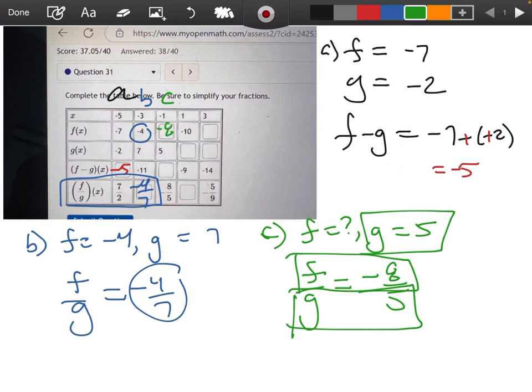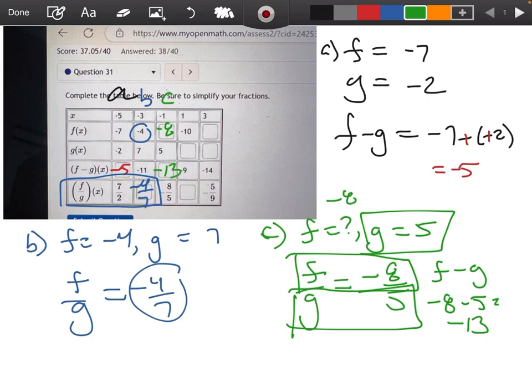And we also want to know what is the value of f minus g. Since we just found f to be -8, I'm going to put -8 minus 5. That's going to be a -13. Okay, let's write it down here. -13 is what I will write right there, okay?